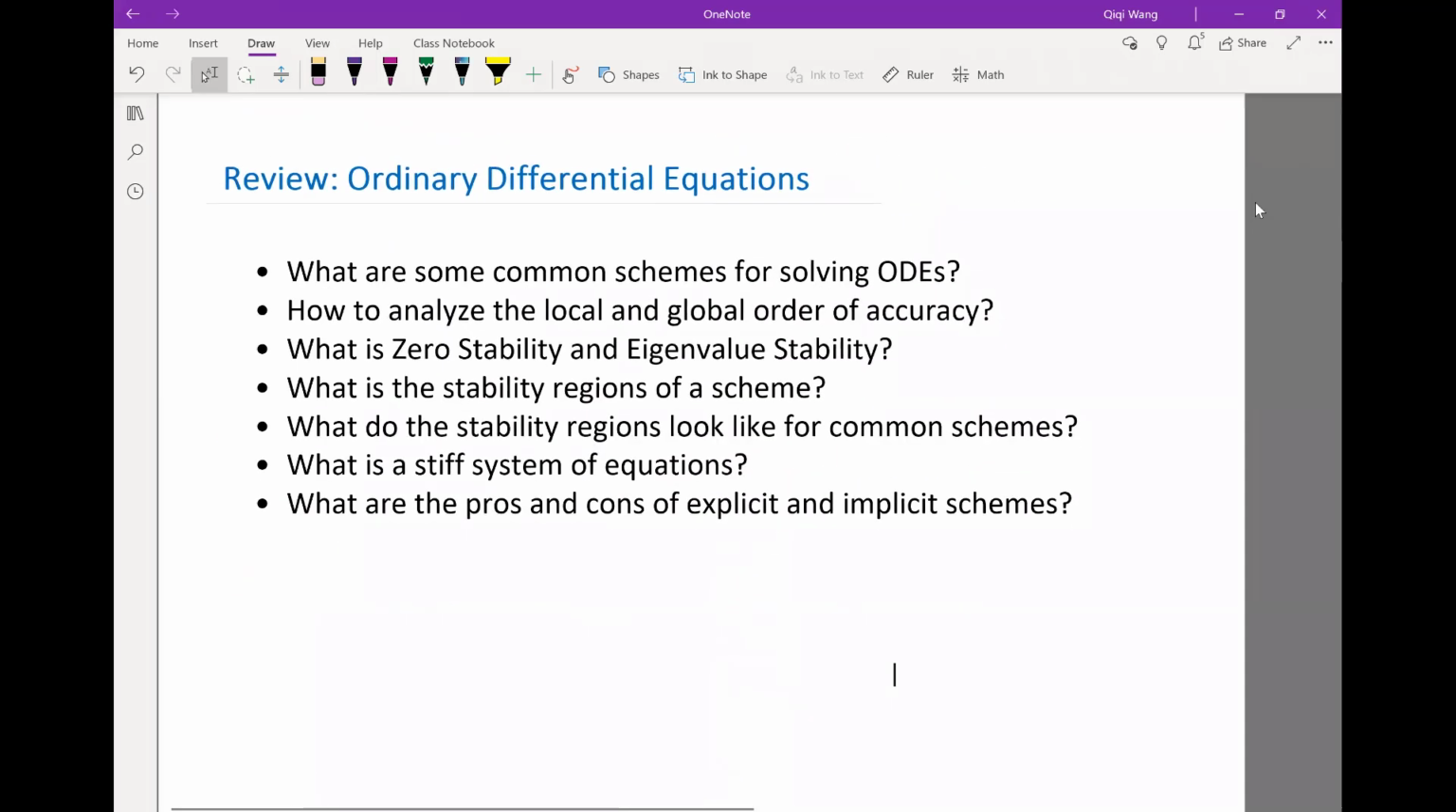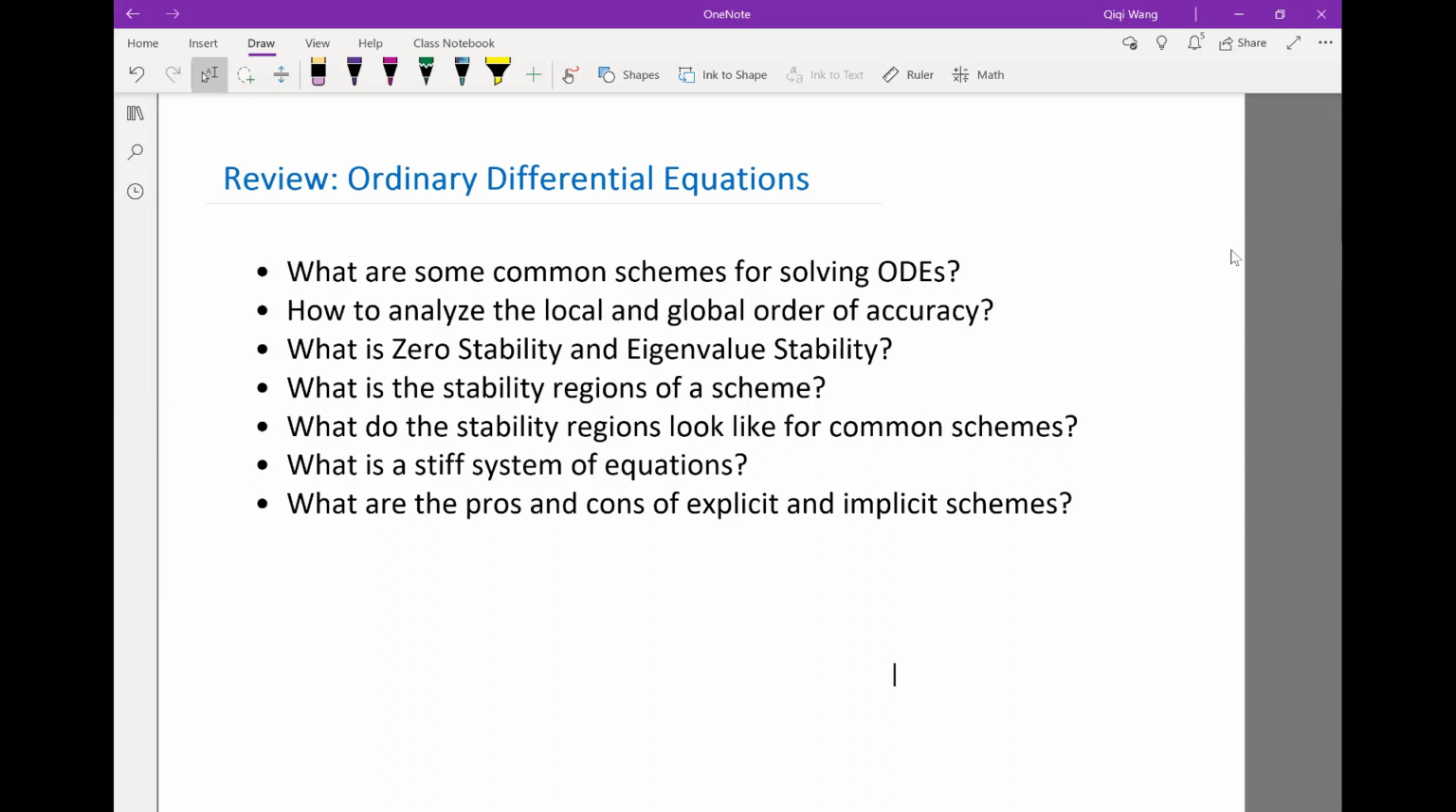All right. So let me go to our review part. I want to spend like 30 minutes to review what we have learned. Okay. So we'll start from the ordinary differential equations. These are the things you are expected to have learned during this semester's study. What are some common schemes for solving ODEs? Things like forward Euler, backward Euler, trapezoidal rule, midpoint, and some really elementary, simple Runge-Kutta schemes are the things we are looking for.